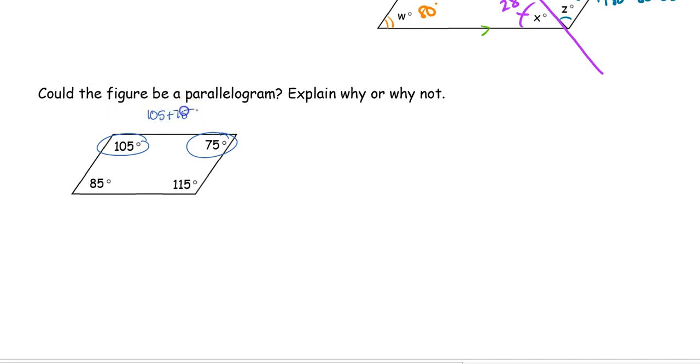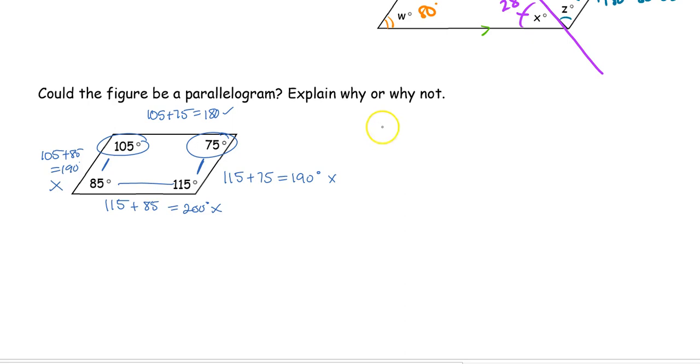105 plus 75 is equal to 180, so that's good. But I have to check all consecutive sides. So I look at 115 plus 75. Well, that's equal to 190, so that's no good. I could stop there, but if I check here too, 115 plus 85, that's going to be 200. Again, that's no good. If I check these angles, 105 plus 85 is equal to 190, which again is no good. So we could say no, because not all consecutive angles are supplementary.